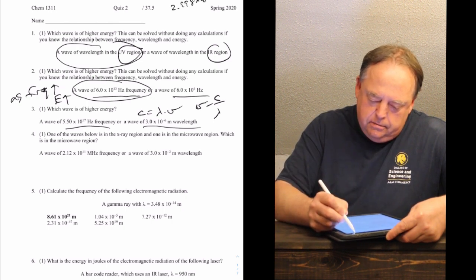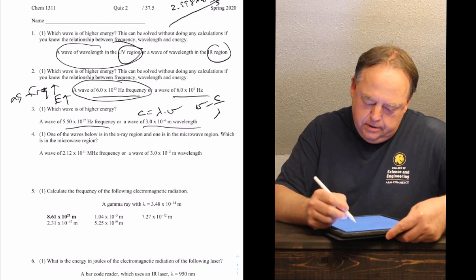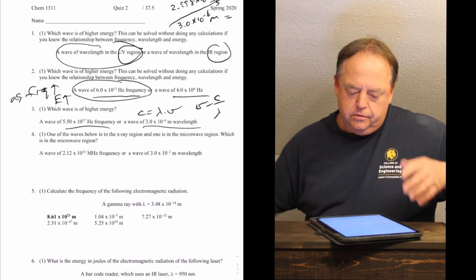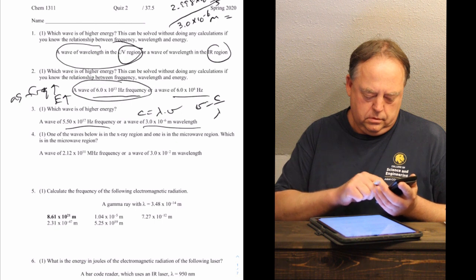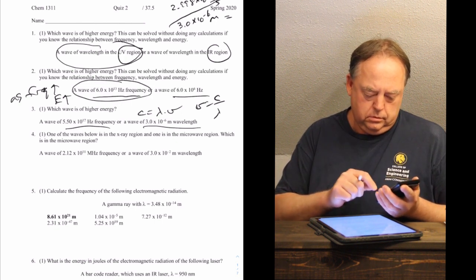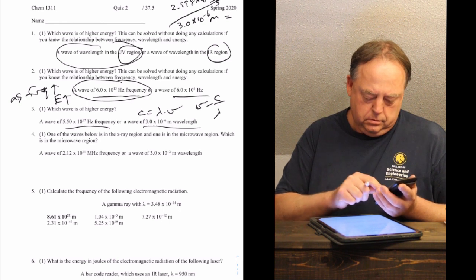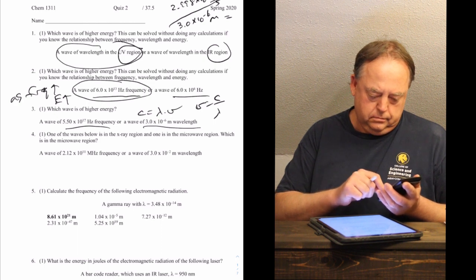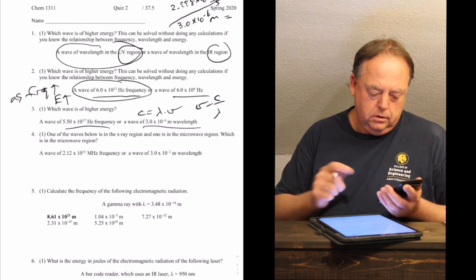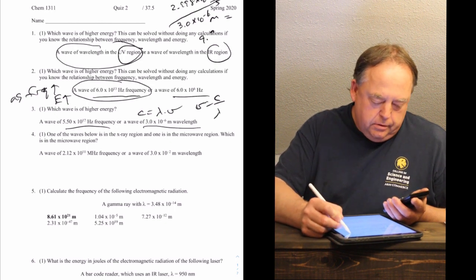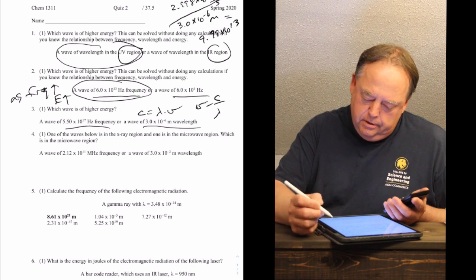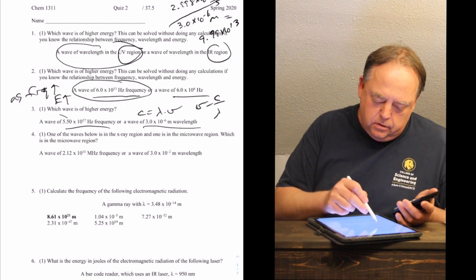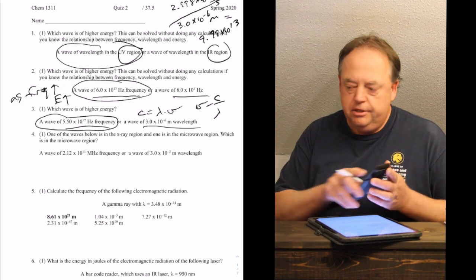2.998 times 10 to the 8 meters per second, divided by 3.0 times 10 to the minus 6 meters. That would give you 9.99 times 10 to the 13 hertz frequency, which is less than the other one, so this was higher frequency, so that would be higher energy.